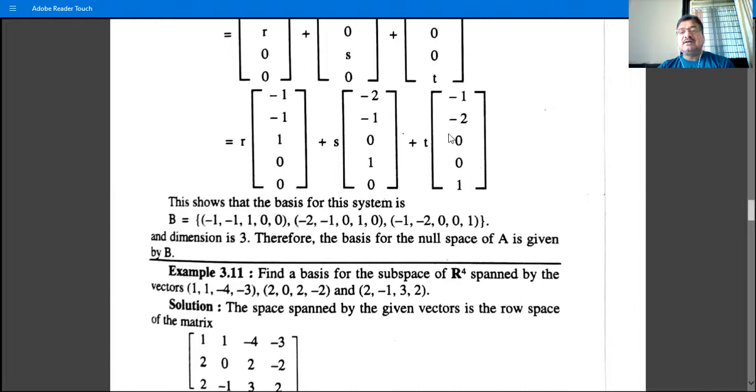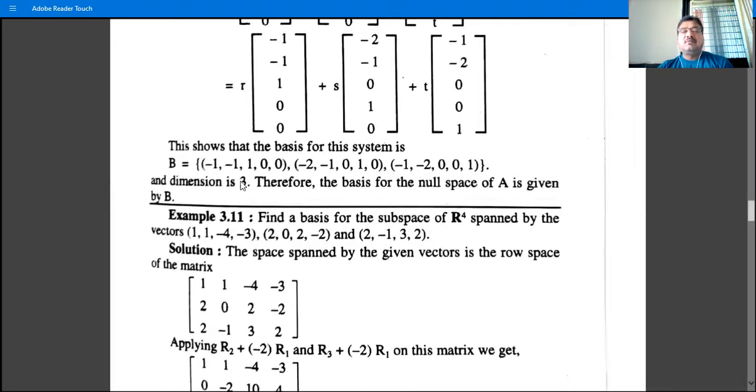This as the second vector, this as the third vector. It is now in column form, in vertical position, and we write it in row form, in horizontal position. So this is the basis for the null space of A, okay?